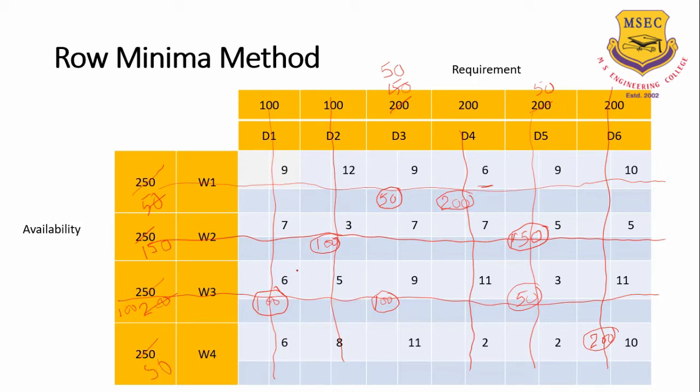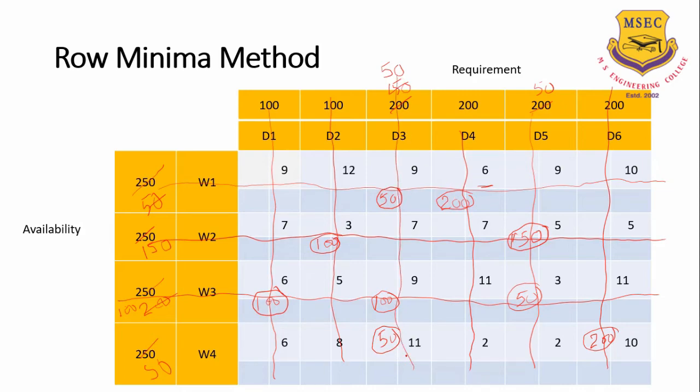So if you look now, I finally have one single column left. The requirement is 50 and the availability is 50. So therefore I can transport 50 units from W4 to D3. So that completes all the allocations.